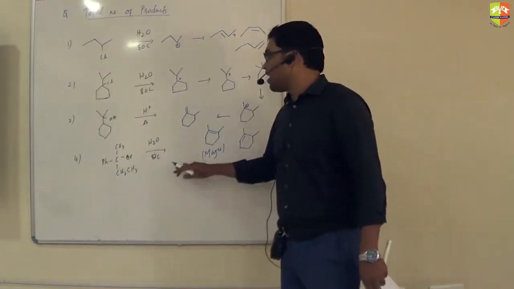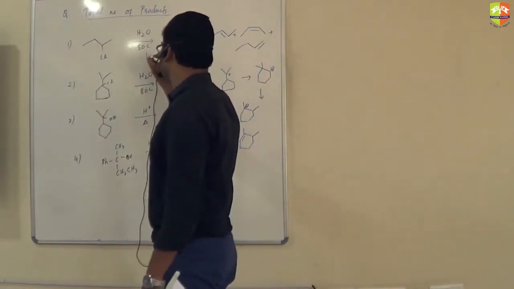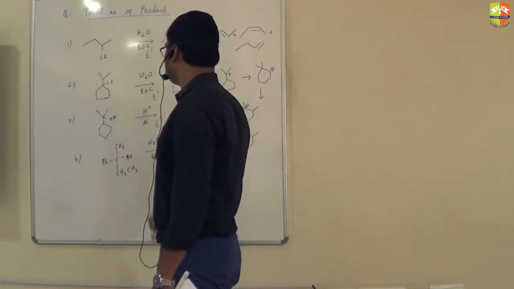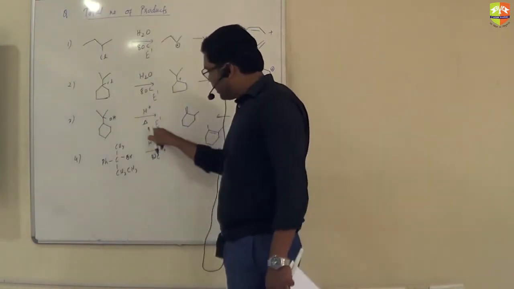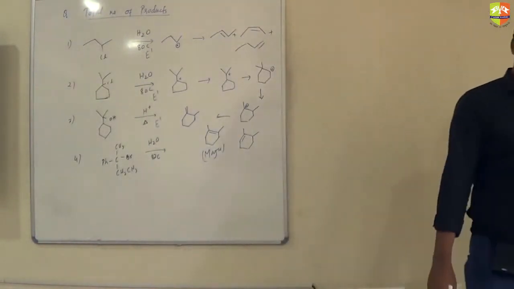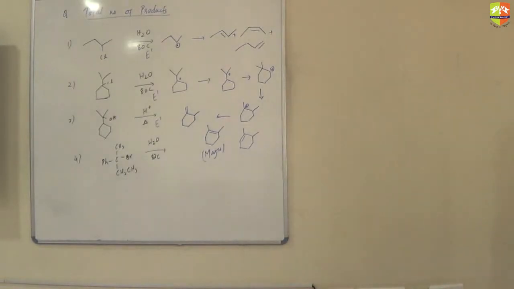And what is the mechanism? All this chain mechanism? E1. So you just put E1 for it, and heat instead. Heat means elimination. For substituted acid, they won't give you the heat.